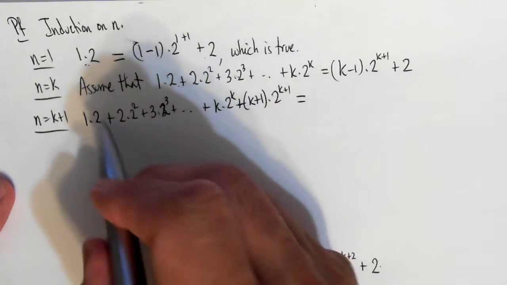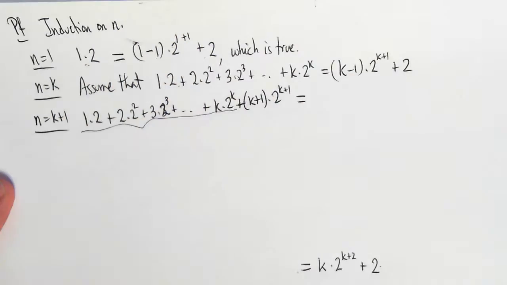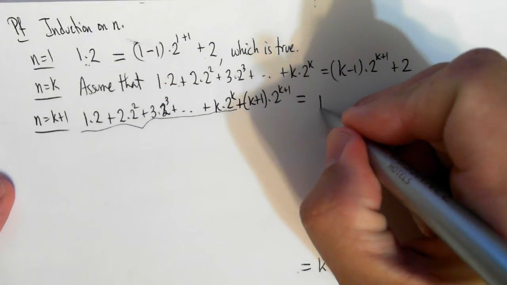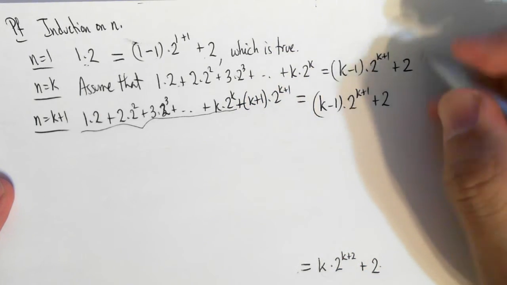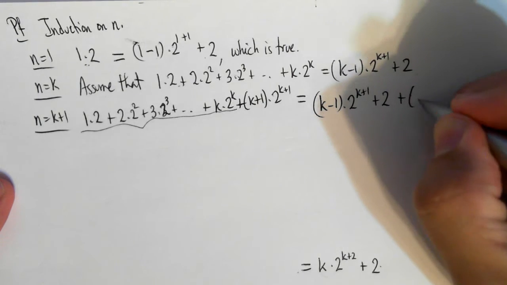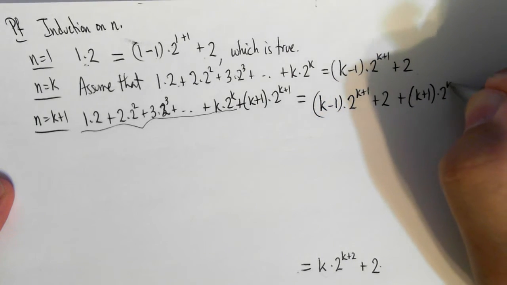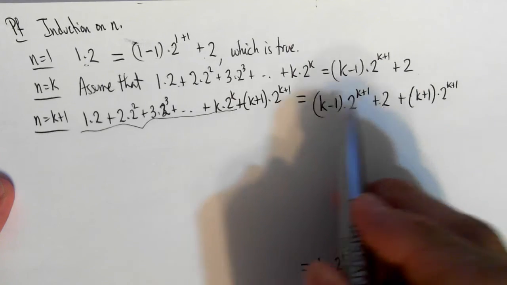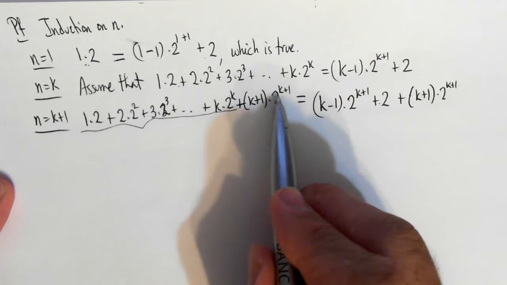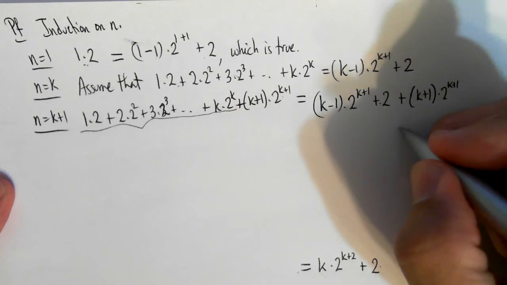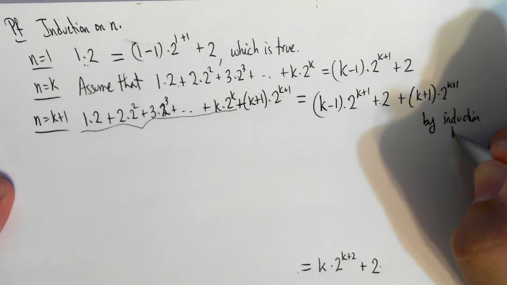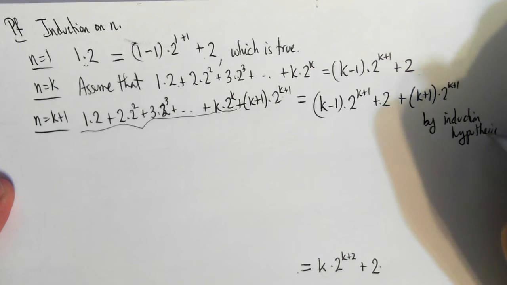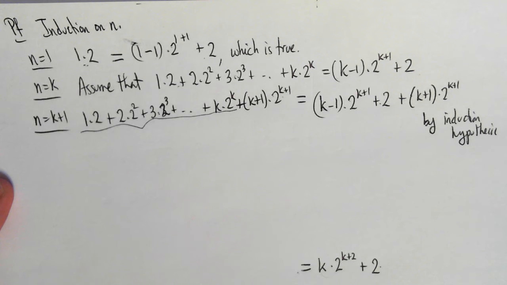Okay, now by induction hypothesis, the first few terms, the part that I've underlined, is equal to this: k minus 1 times 2 to the k plus 1 plus 2, then plus the extra term that's coming along for the ride. So this is by induction hypothesis. This term just matches the extra term over here on the right, and this is true by induction hypothesis. Okay, now we need to somehow simplify this.